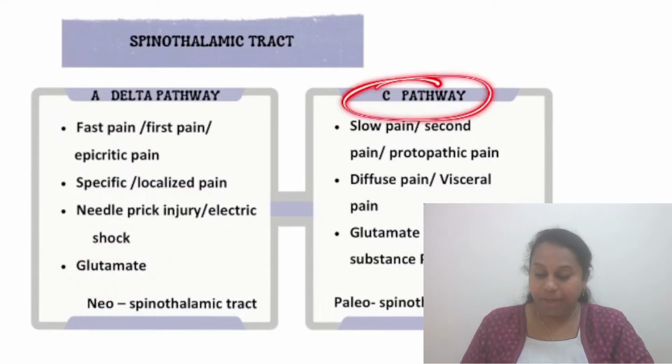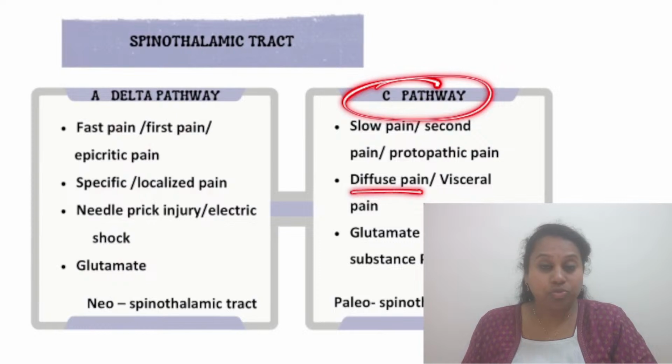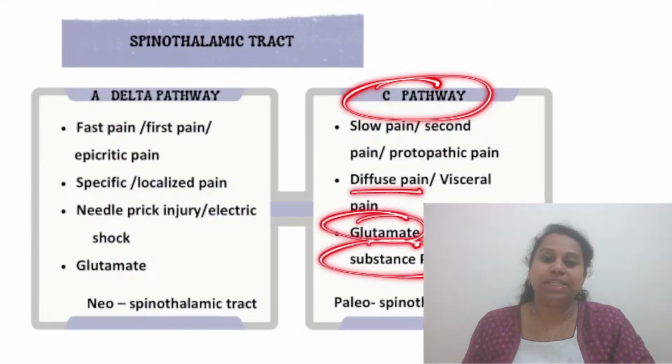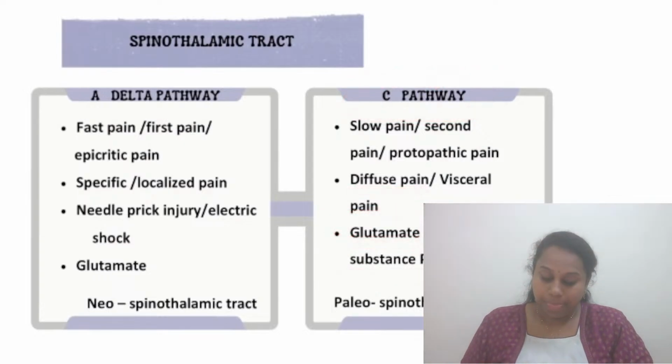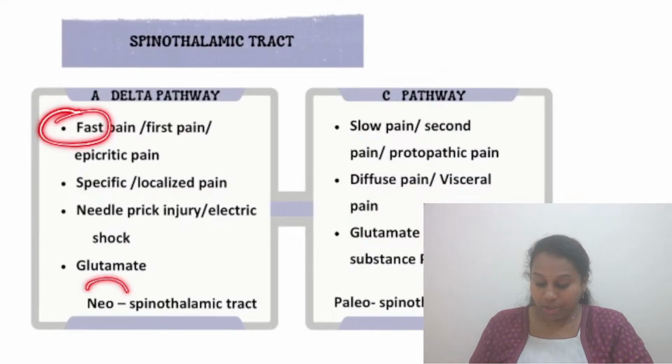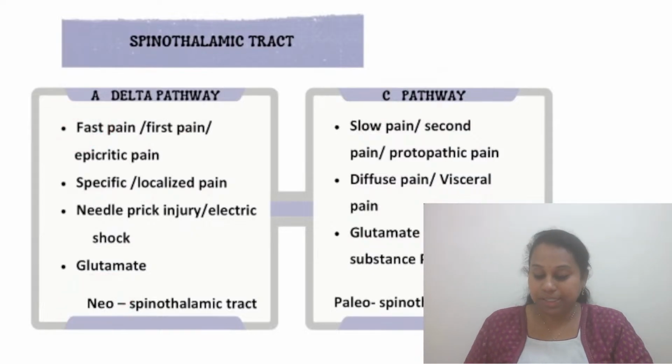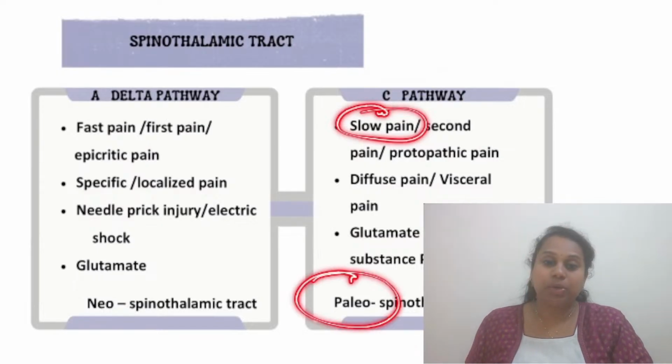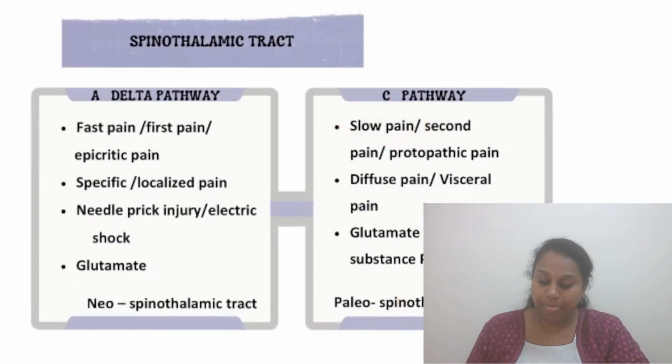But C pathway, it's a diffuse pathway. It has to go to many areas. So one is not enough. You need one more. Along with glutamate, you need substance P also. A delta pathway, it's a fast pathway. Fast means new. So that's called the neospinothalamic tract. C pathway is slow. Slow means older. So that's called the paleospinothalamic tract, the older pathway.